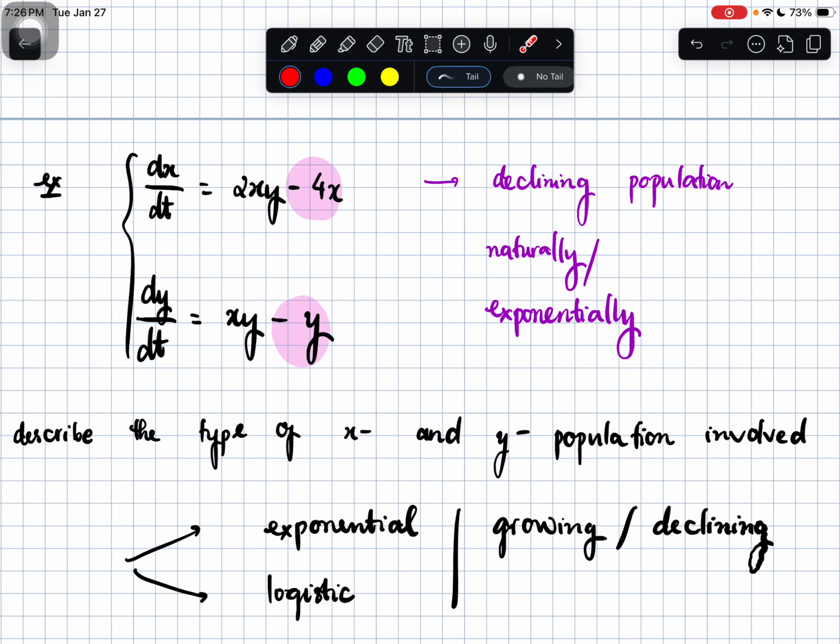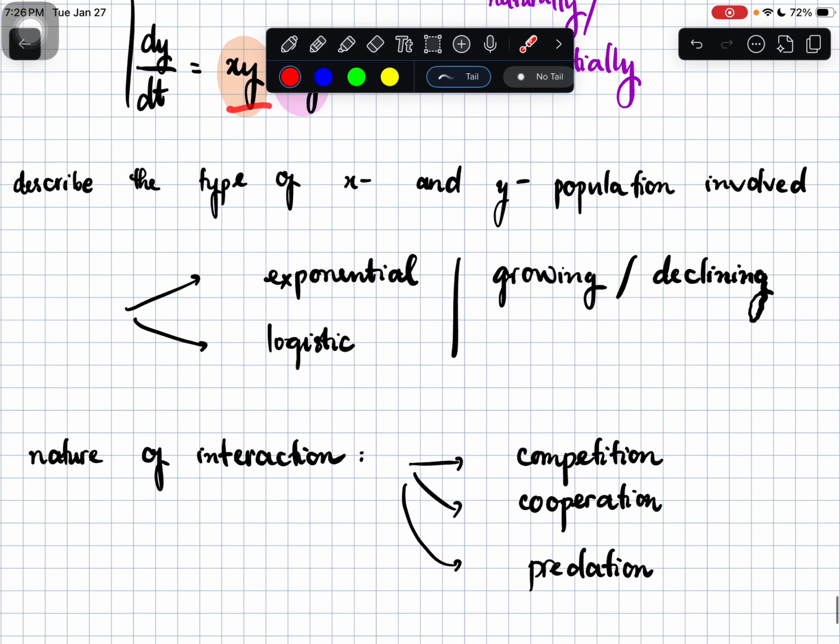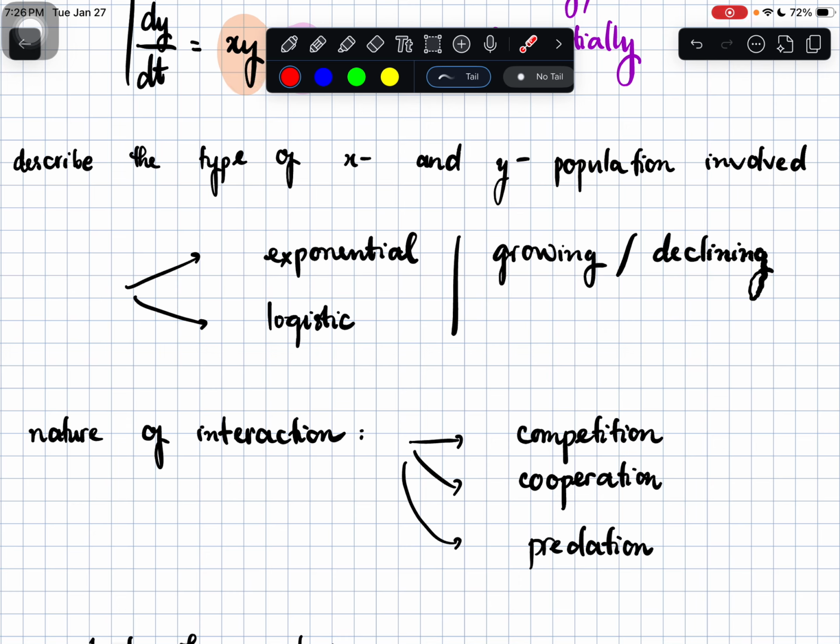And for this, the coefficient of xy, so when they interact with each other, for x population, when there is the presence of y, it helps that population, it helps x, the rate of change is increasing. And for the presence of x, the population y also has a rate of change increasing. So they help each other. So the nature of interaction is cooperation in this case.